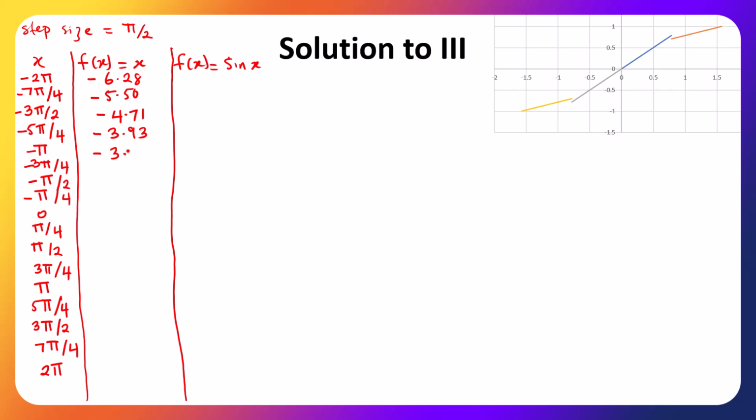Of course, pi is 3.14. So we have minus 3.14 for minus pi. Then the next we have minus 2.36. Then the next we have minus 1.57. Then the next we have minus 0.79. Then the next we have 0 for 0.